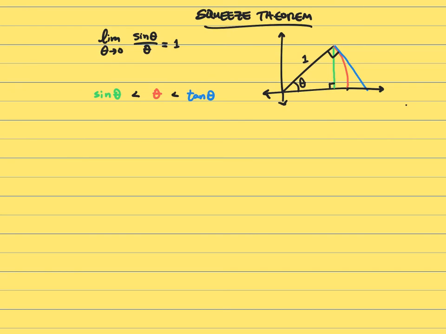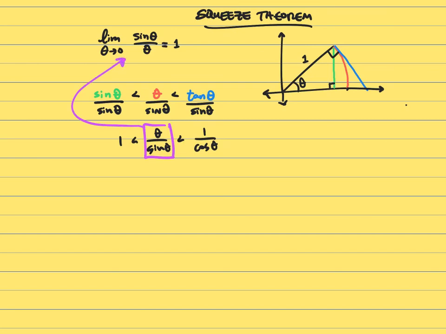So the first thing I'm going to do is divide everything by sine theta. So what I get is 1 is less than theta over sine theta, which is less than, this ends up being, 1 over cosine theta. So now what, right? Because I kind of see where I want to go. I see this is closely related to what I'm looking to evaluate.